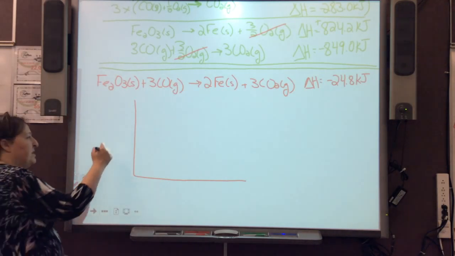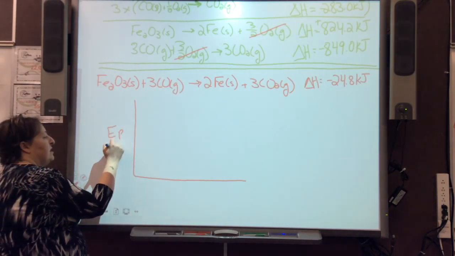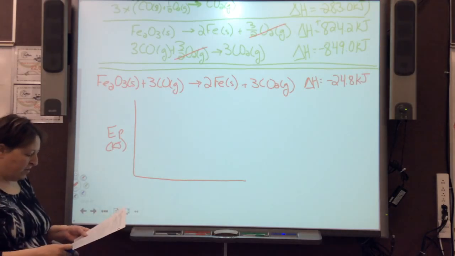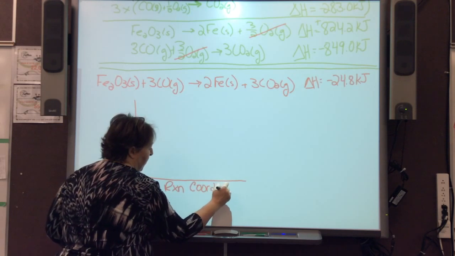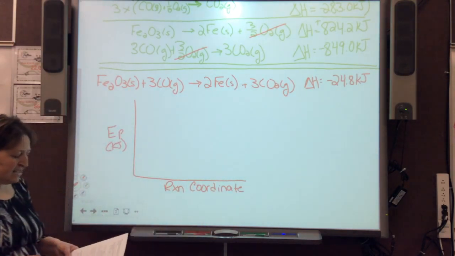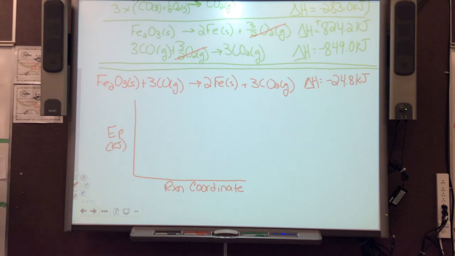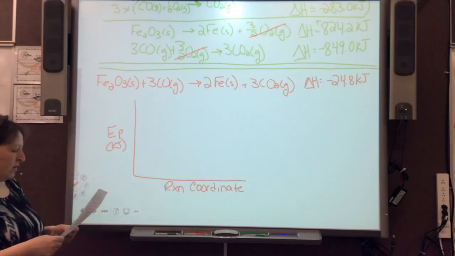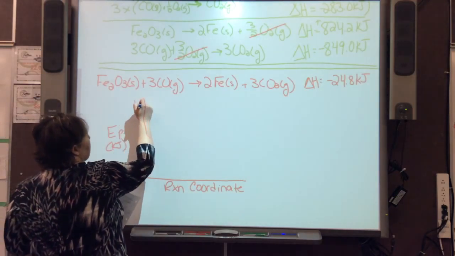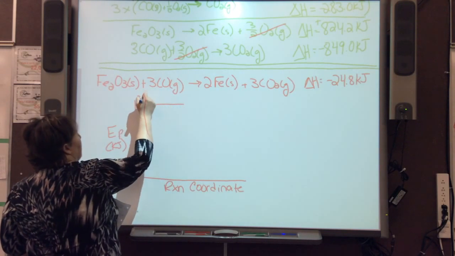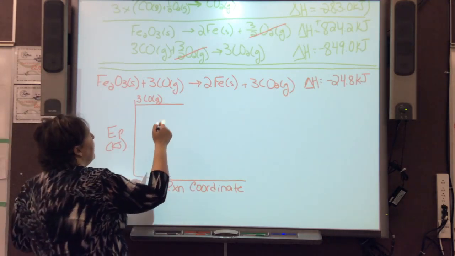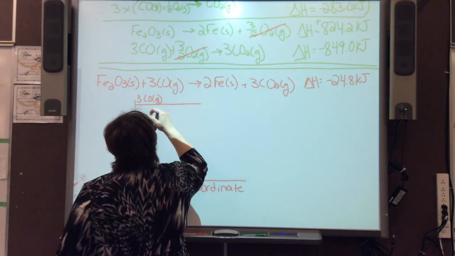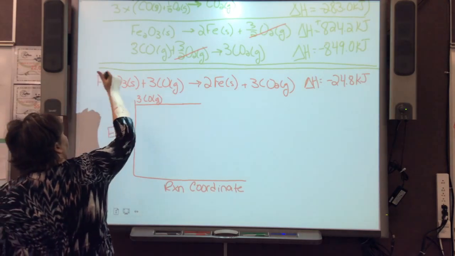Okay? So our potential energy goes on the side, and it's measured in kilojoules. And our reaction coordinates go on the bottom. And it's an exothermic reaction, so is this a step up or a step down? Step down. So we have 3 COs. Right here we have 3 COs. And we're actually going to look at this part here.